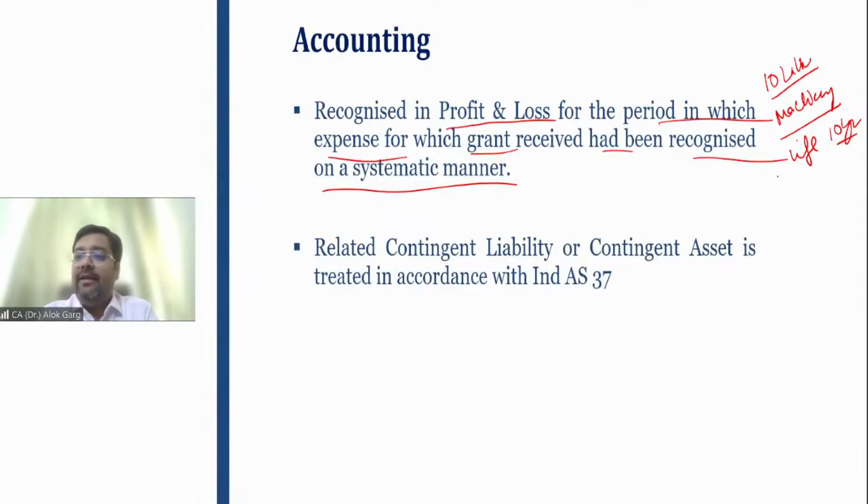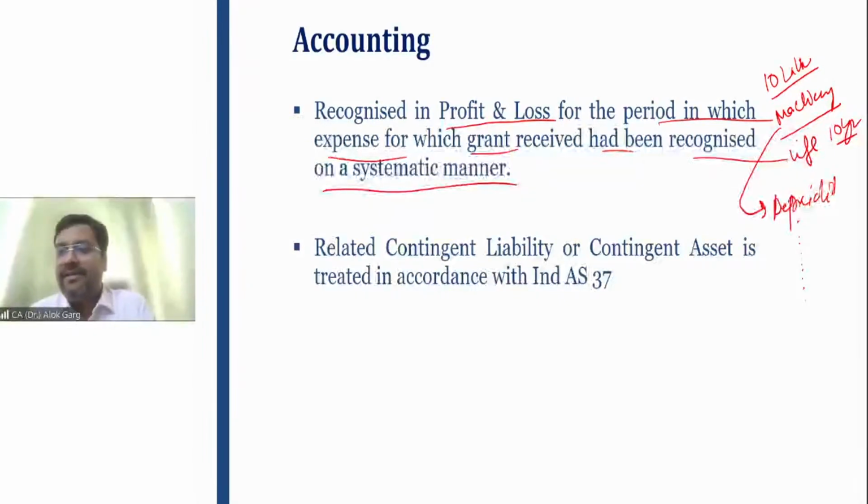So the machinery has to be depreciated over a period of 10 years. The machinery is going to be depreciated over a period of 10 years. And for this machinery, the entity has got a grant of rupees 10 lakh.